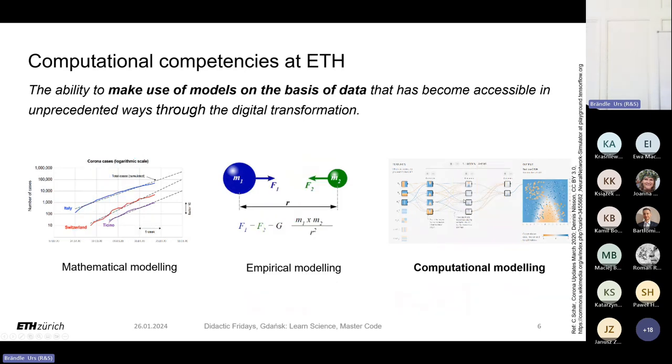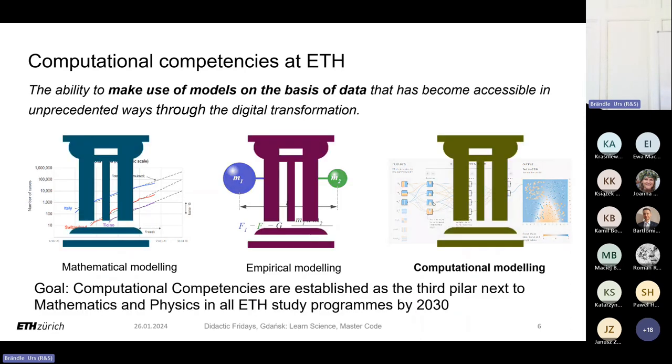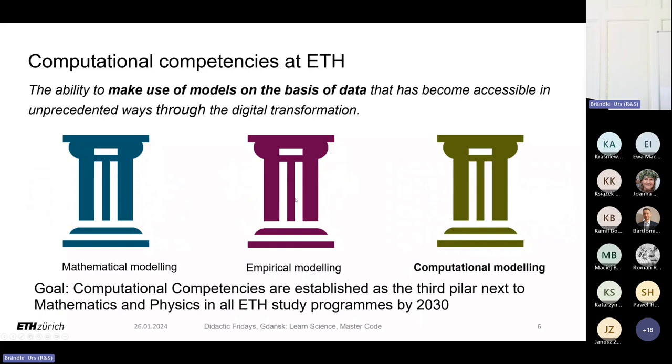And then, of course, at the ETH, we have these three pillars. The mathematical modeling was mainly taught by mathematics, so as a basic science, empirical modeling by physics, but of course also by chemistry and other natural sciences. And computational modeling, the basis for computational modeling was actually developed at the computer science department, and they also took over the responsibility first, but then found out that this is really an initiative that has to be coordinated at the school level.